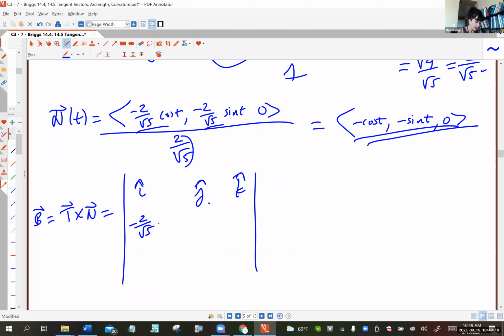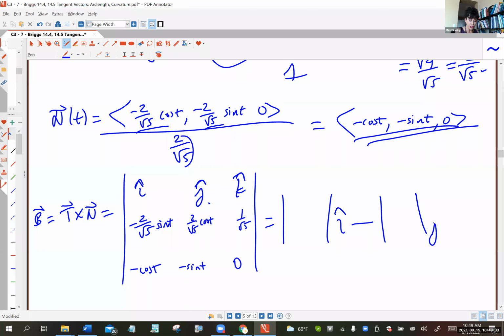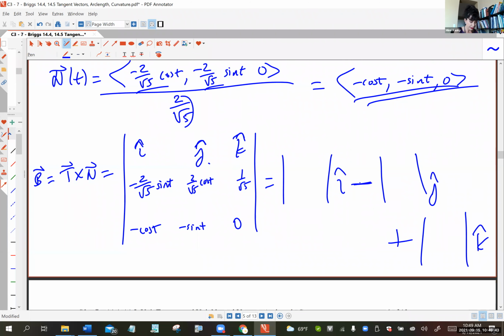Okay, second row, I get the components of big T. So I got negative 2 over square root of 5 sine, and then 2 over square root of 5 cos, and then 1 over square root of 5. Bottom row, put the components of your unit normal vector: negative cos, negative sine, 0. And then you know the drill. You're going to have a 2 by 2 i hat minus a 2 by 2 j hat plus a 2 by 2 k hat. Please remember that the second term there has a minus in front of it. People kind of forgot on the quiz. And then you put in your stuff.